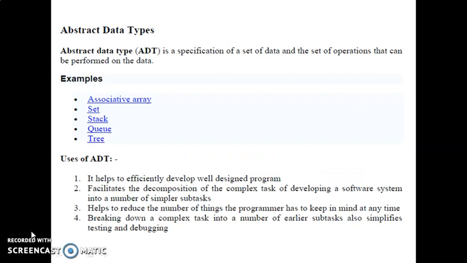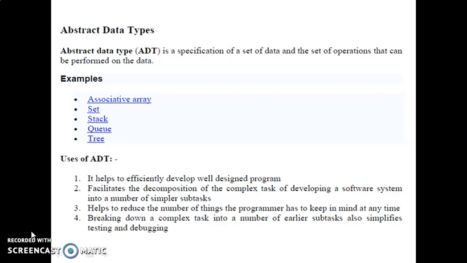Next, abstract data type. What is meant by abstract data type? An abstract data type is a specification of a set of data and the set of operations that can be performed on the data. So a set of data and a set of operations performed on the data is called abstract. Examples are set, stack, queue, tree. These are abstract data type examples. You only use the particular set of operations on the data. Abstract data type is simply called ADT.